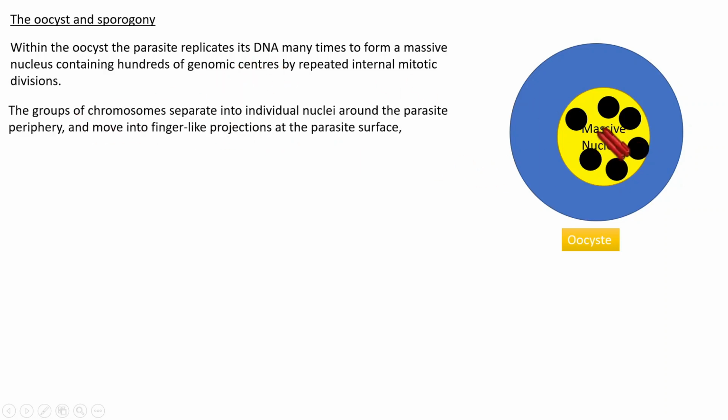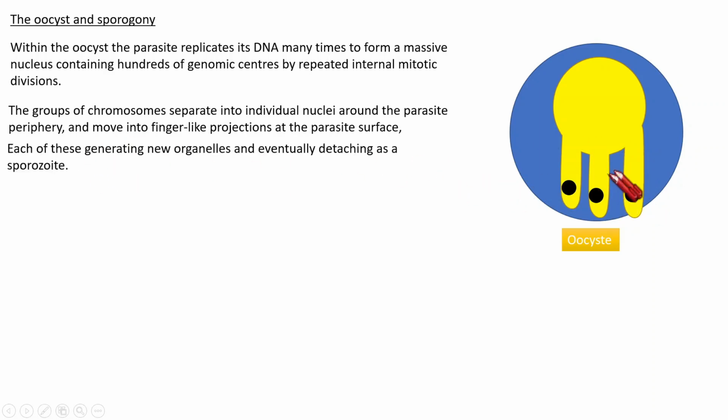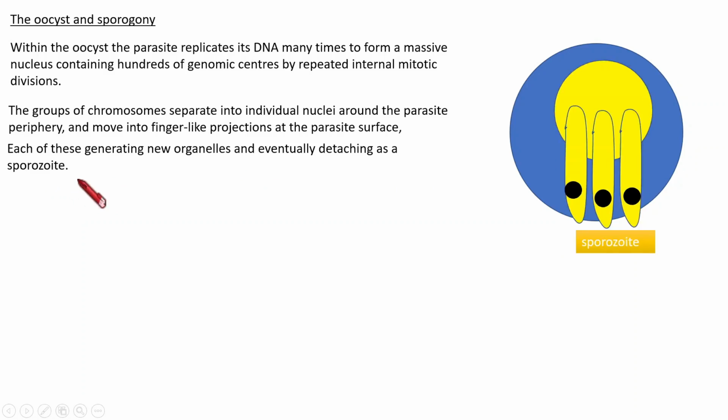Then after that, these groups of chromosomes separate and form separate nuclei around the parasite periphery. It moves to the periphery of the parasite and later it will move into some finger-like projections at the parasite surface. That I will show you. That nucleus is moving to the periphery and gets located in some finger-like projections that are forming on the parasite surface. And these finger-like projections later develop new organelles and detach as separate sporozoites.